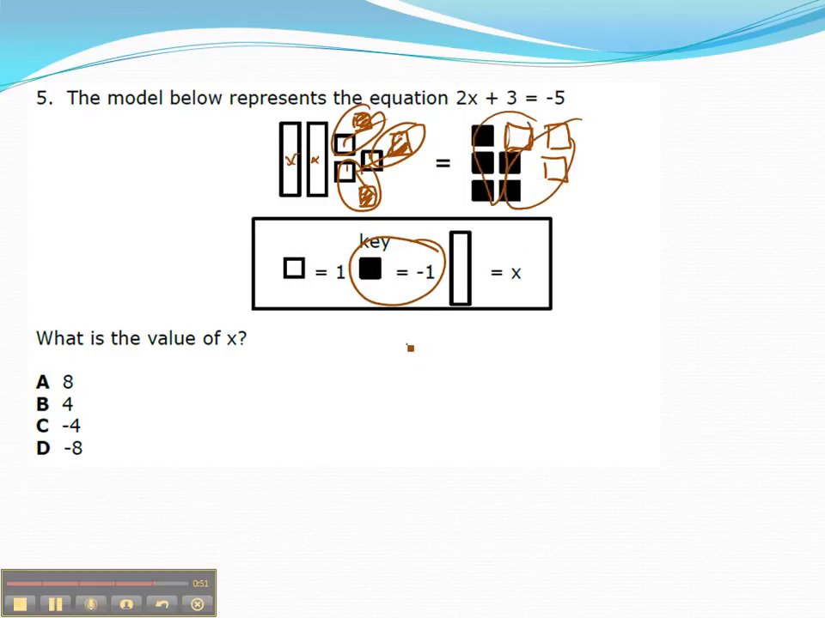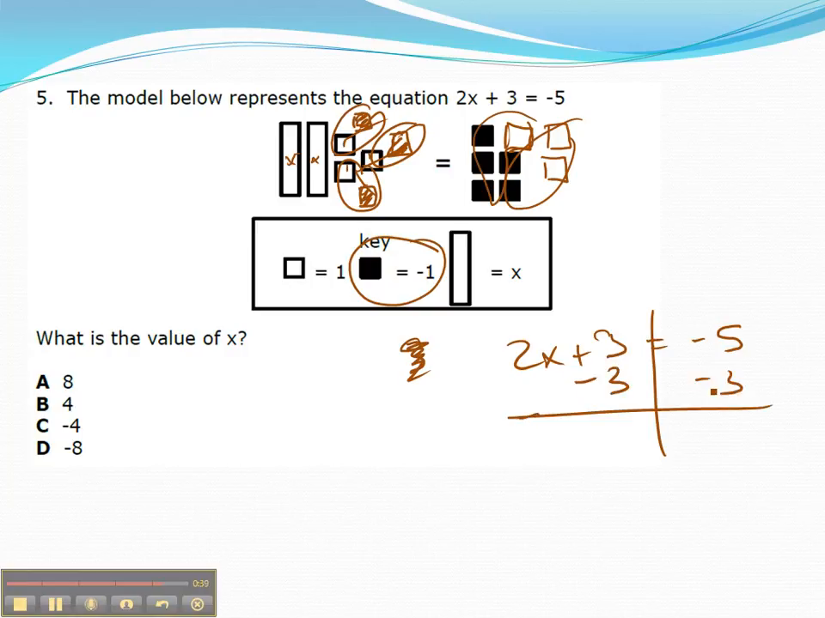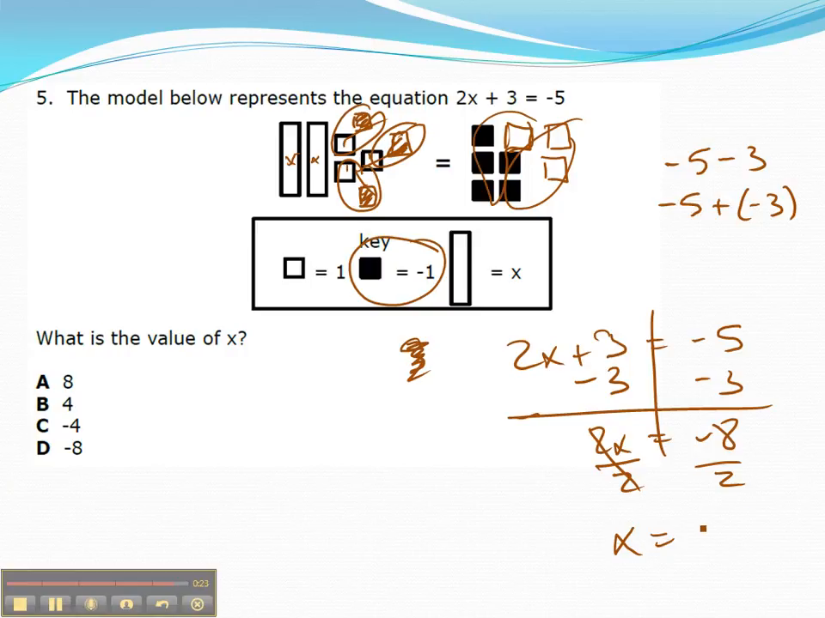Let's do it with the equation, a little easier. In this case, 2x plus 3 equals negative 5. First thing I want to do is subtract 3 from both sides. Negative 5 minus 3 is negative 5 plus the opposite, which is negative 3. Negative 5 plus negative 3 is negative 8. So 2x equals negative 8. Divide both sides by 2, and you get x equals 8 divided by 2 is 4, and the signs are different, so the answer is negative. So x equals negative 4.